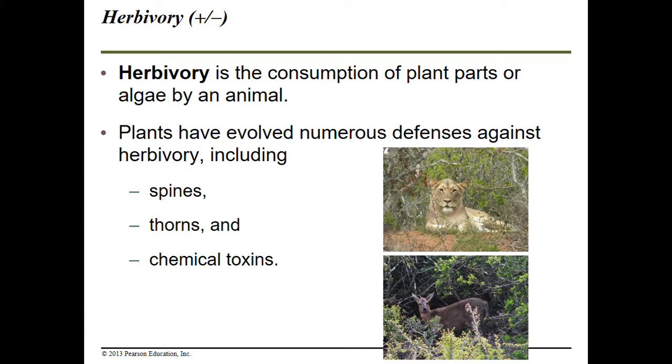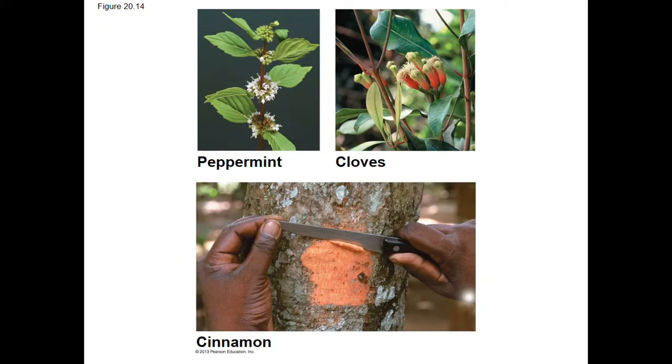Herbivory is technically predation. It's when animals eat plants or algae. Plants have evolved numerous defenses to prevent themselves from getting eaten through different spines, thorns, and chemical toxins. And some chemical toxins that we like include peppermints, cloves, and cinnamon. And all of these came about to deter herbivory.